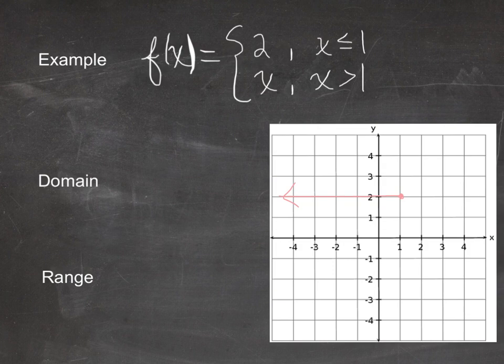And then for x values strictly greater than 1, I'm going to use the line y equals x. Again, that just looks like this here, but I only want the part of it where x is greater than 1, strictly greater than 1. So then at x equals 1, I'm going to put an open circle because I'm not including 1 on this portion of the piecewise function.